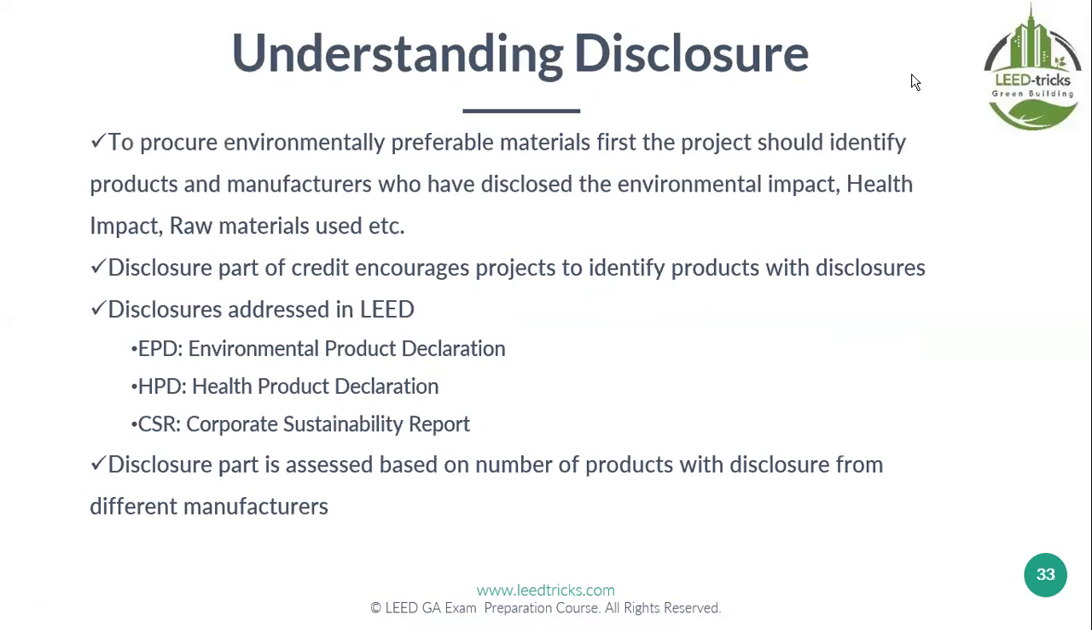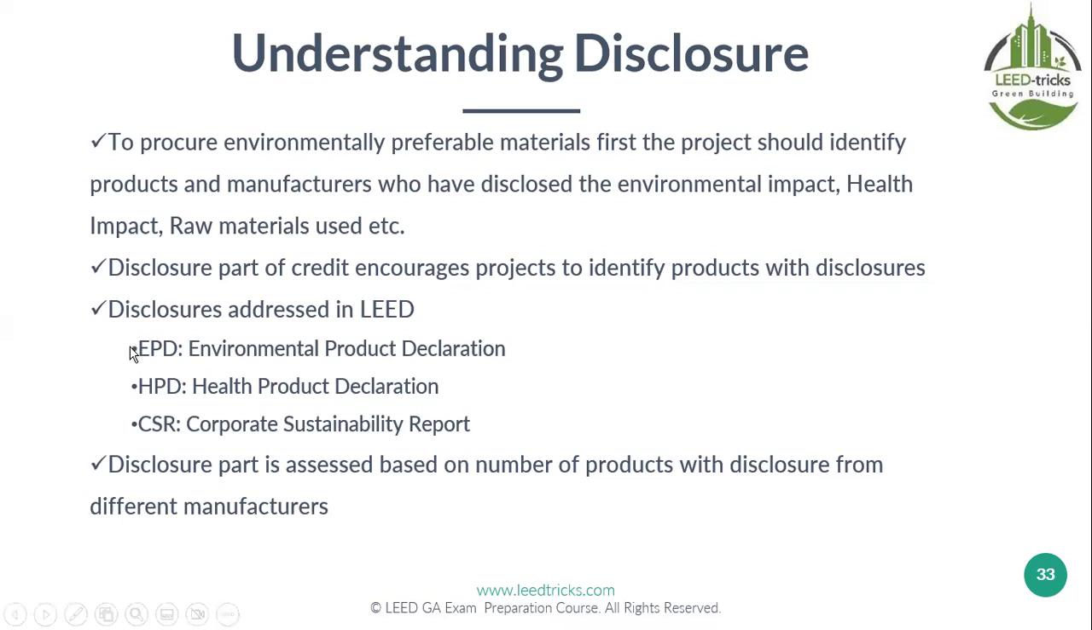Understanding disclosure. There are 3 types of disclosure. Forget about the rest; this is what I want you to know: EPD, HPD, CSR. What is EPD? What is HPD? What is CSR? EPD is environmental product declaration. You will declare the environmental impact of your product. EPD, environmental product declaration.